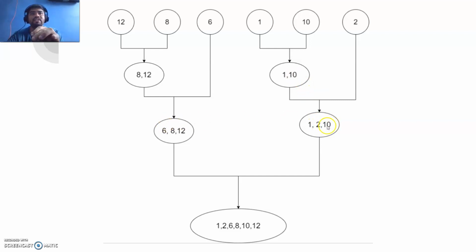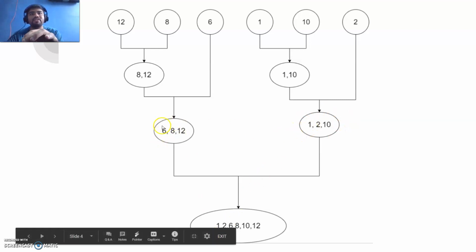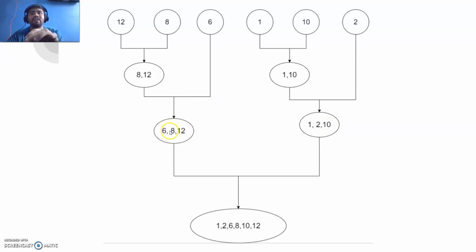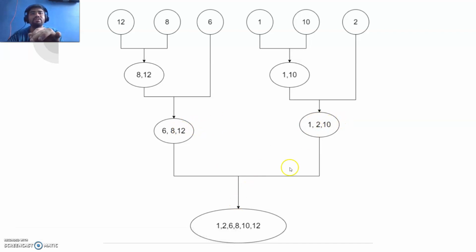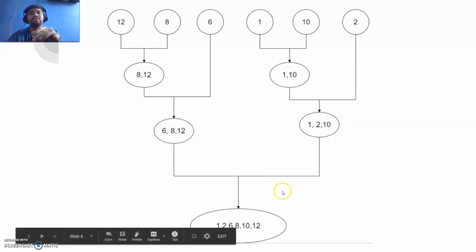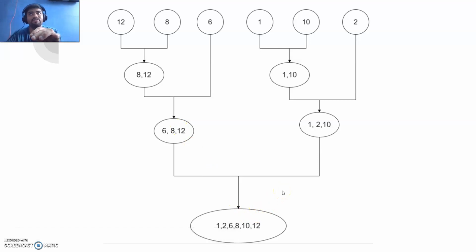Then finally these two arrays merge. So this is again an L array, this is again an R array. You can see that 6 and 1 are compared, 1 comes in. 6 and 2 are compared, 2 comes in. Then 6 and 10 are compared, so 6 comes in next. Then 8 and 10 are compared, so 8 goes in. Then 12 and 10 are compared, so 10 goes in. And finally 12 goes in. Okay, so this is how the merge function works.